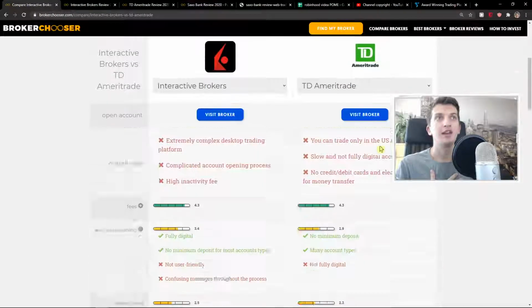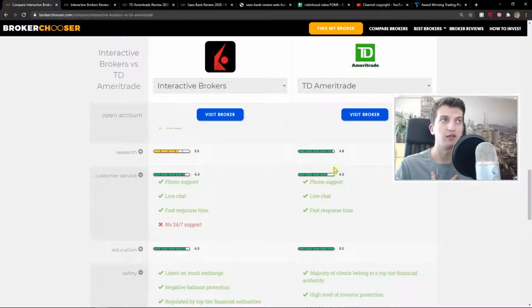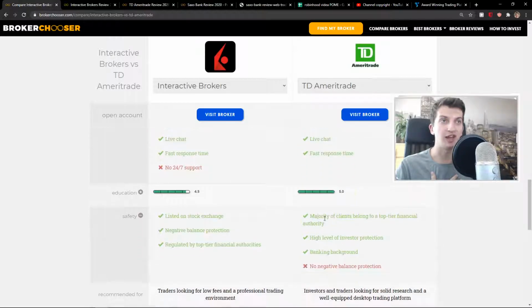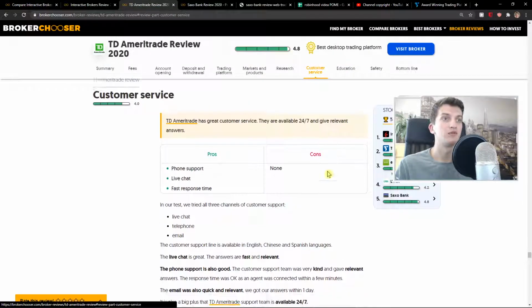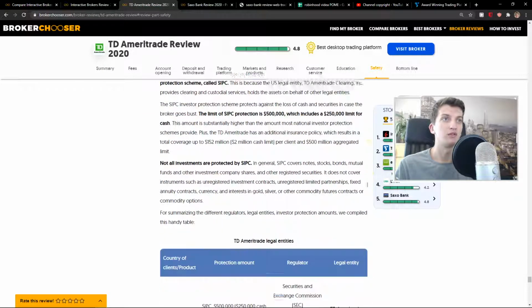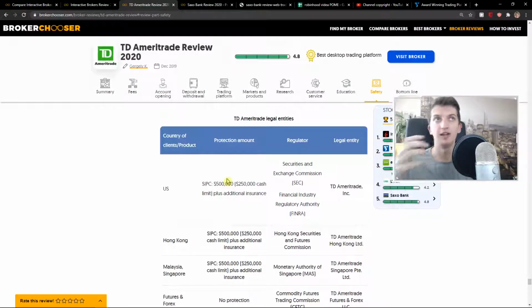Now, customer service, both of these platforms are okay. Phone support, live chat, fast response time. Safety, again, both of these platforms are all right. Banking, AMERITRADE has a banking background. Interactive Brokers is going to pay up to 85,000 if they would go bust. Now, AMERITRADE, let me show you, is 500,000. So they are both safe.